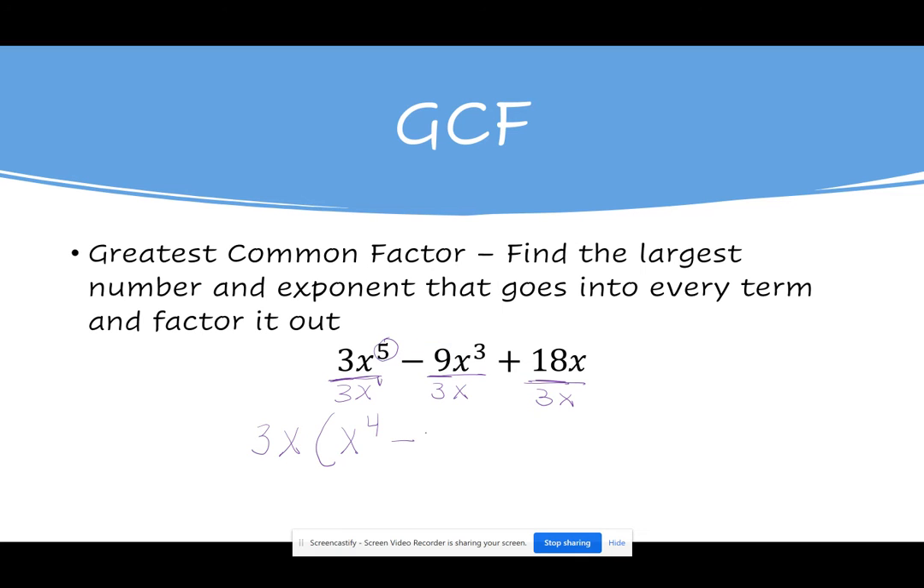Negative 9 divided by 3 is negative 3. And 3 minus 1 gives us x squared. 18 divided by 3 gives us 6. And then the x's cancel out. So this would be this polynomial factored by taking out the GCF, because if you multiplied the 3x back in, you would get that original problem.